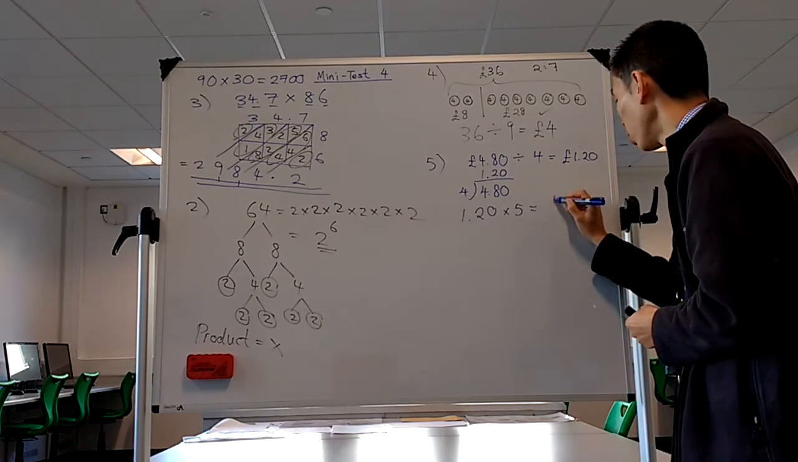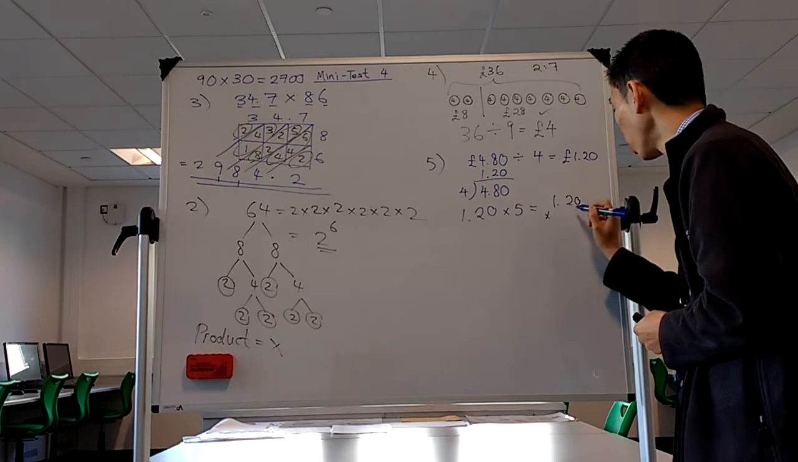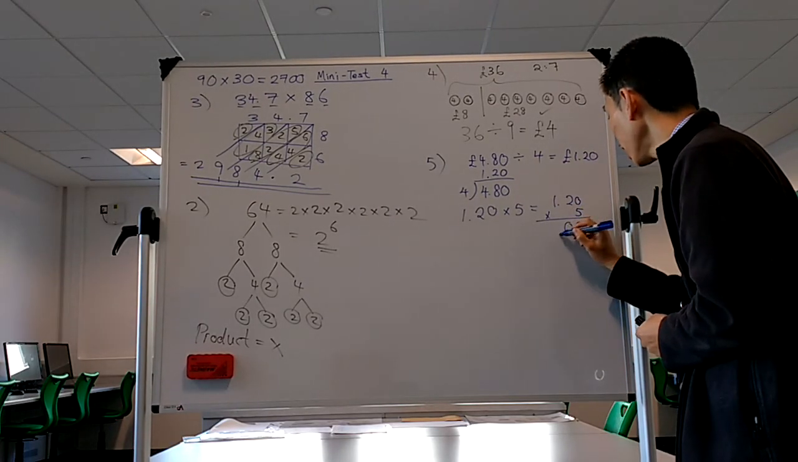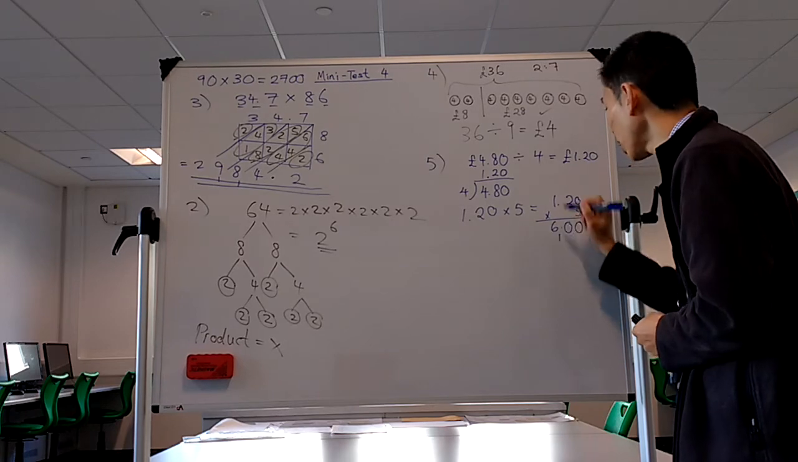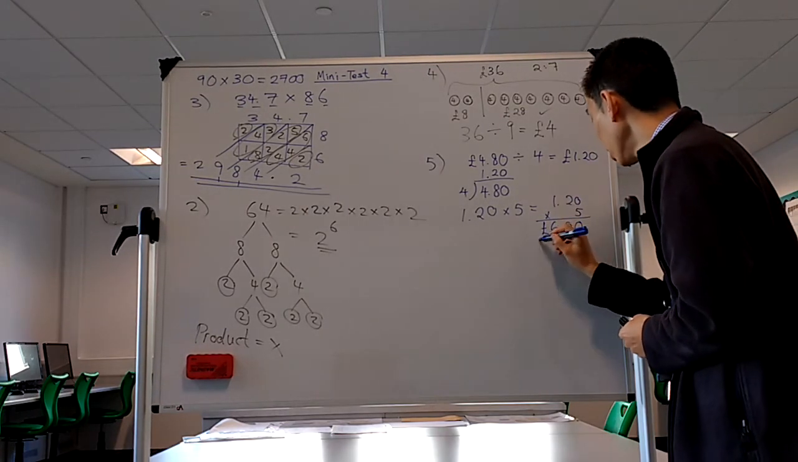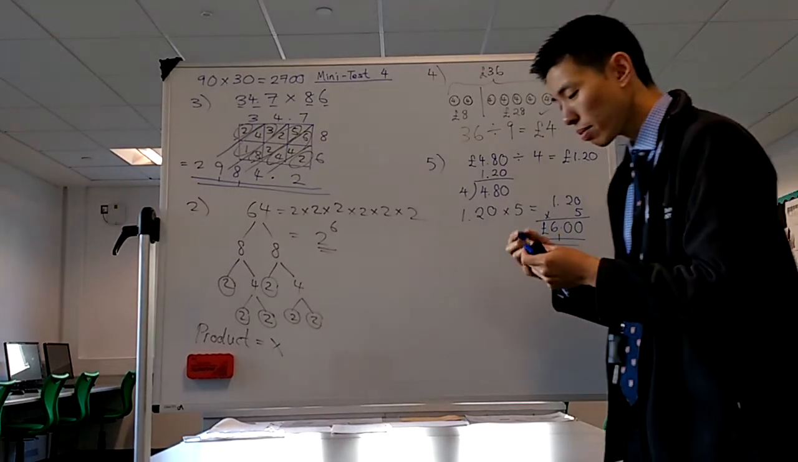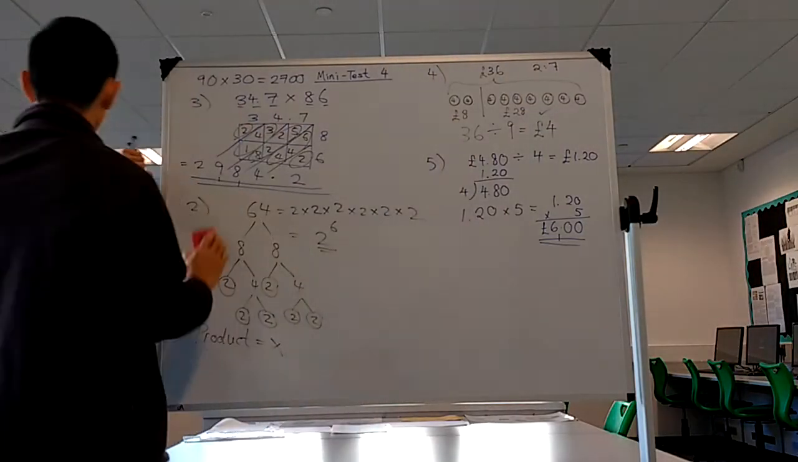So I'll just show you the column way. 5 times 0 is 0, 5 times 2 is 10, 5 times 1 is 5, add the 1, £6. So the answer to this problem for 5 cakes is £6. Okay. So number 6.